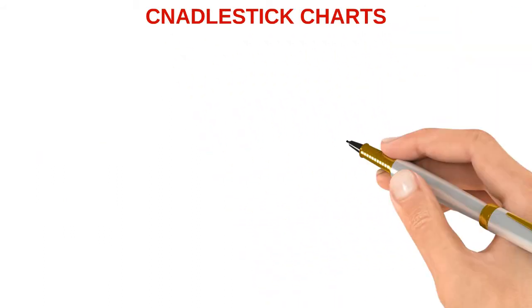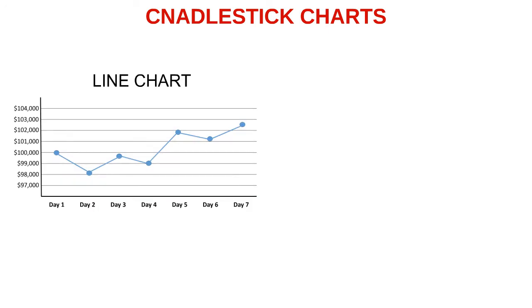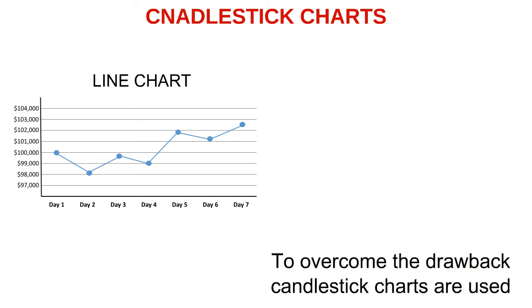Now, candlestick charts. Before we look into this, we will have a short intro to the line chart. This is a line chart used to analyze the data in the share market. The closing price of every day is made as a point. These points are then connected to form a line graph. The main disadvantage of this chart is that only the closing price is seen, which will not provide much information to predict the trend. So, to overcome this drawback, candlestick charts are used.